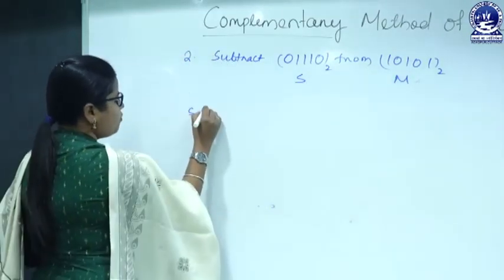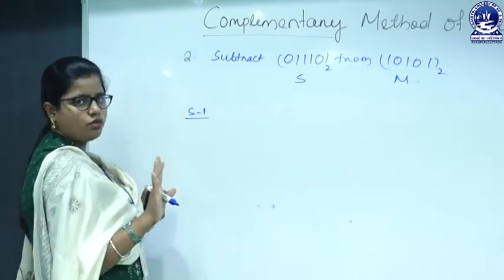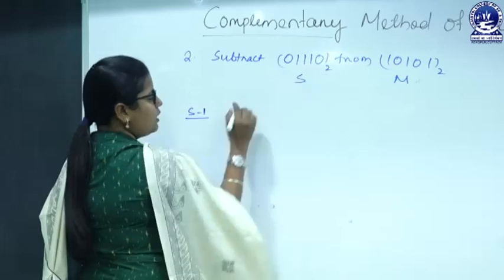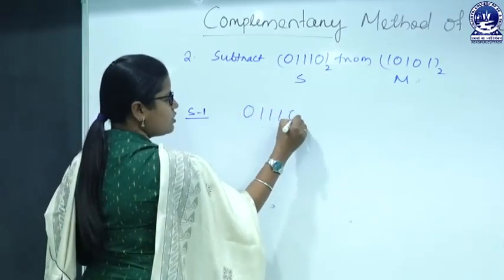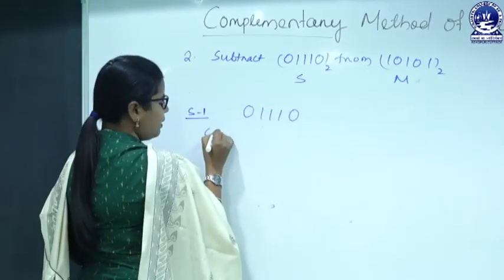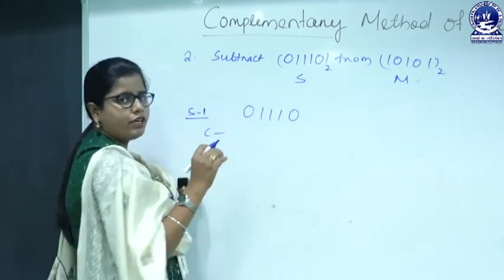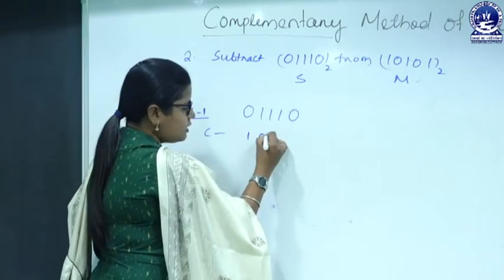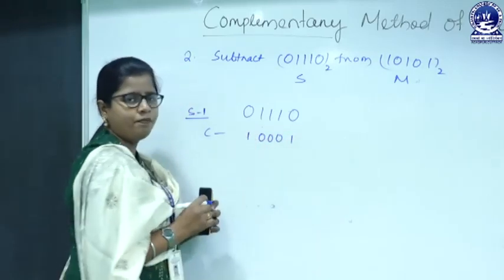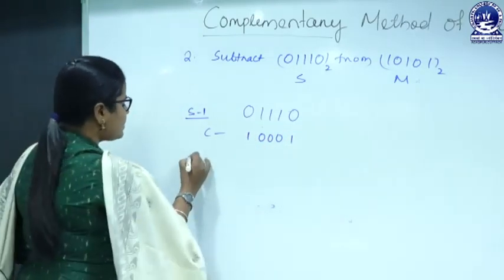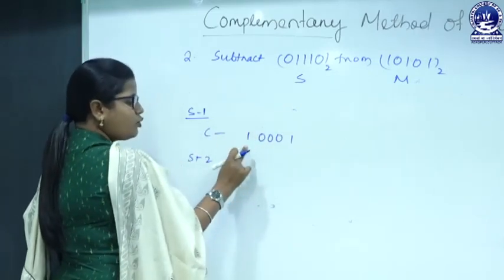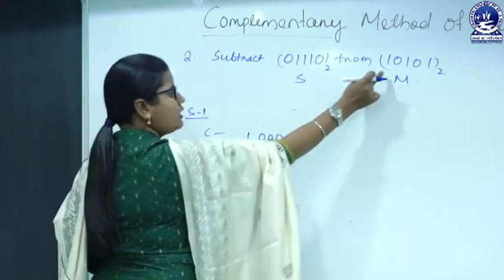So in step 1, what do we have to do? We have to complement this one. So this is the number 01110. So what is the complement of this number? We have to replace 0 with 1 and 1 with 0. So 10001. Then in step 2, this is actually the complement. In step 2, we have to add this with this.